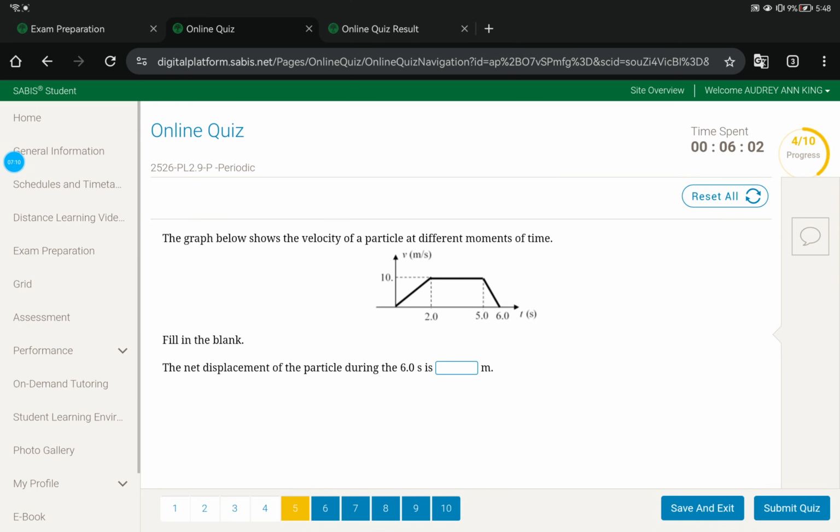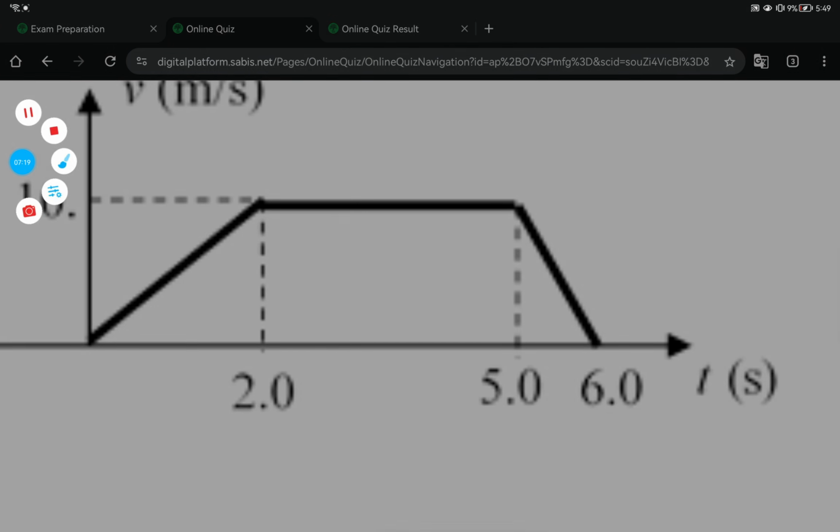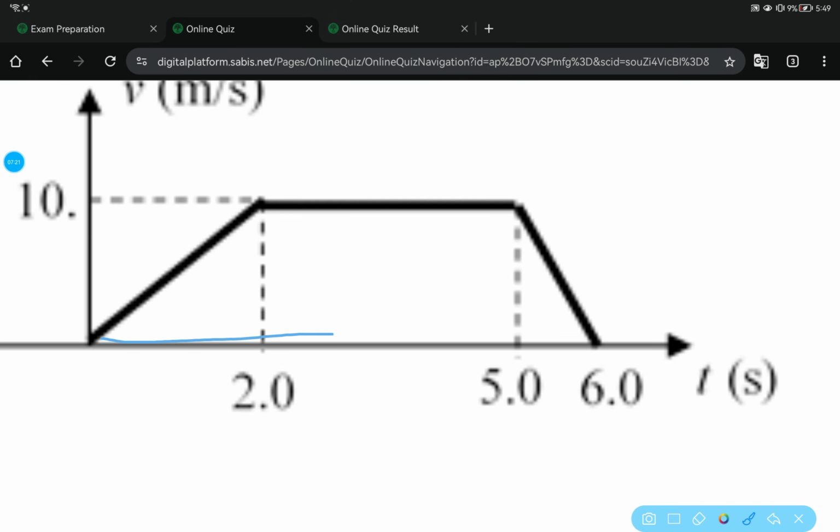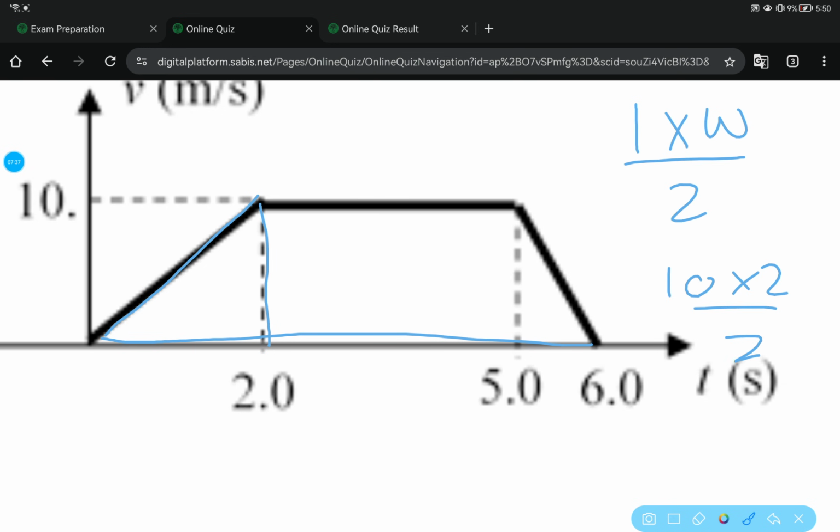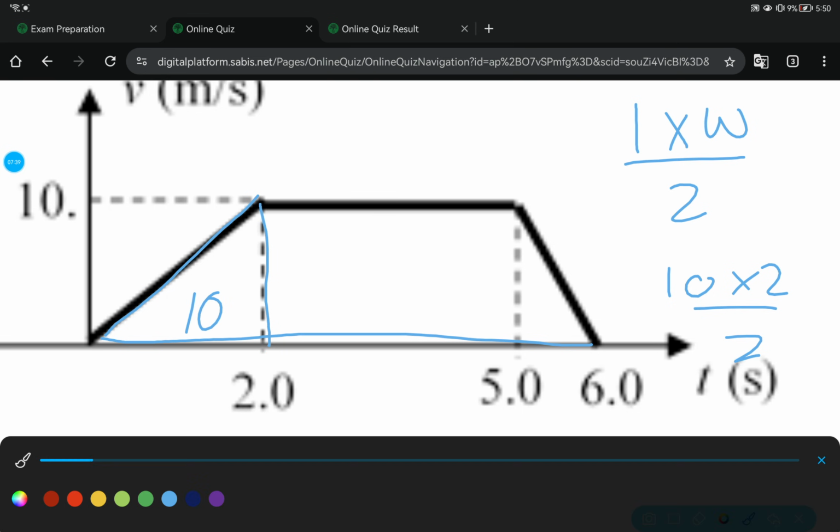The net displacement of the particle during the 6 seconds is, okay, for this one they're asking for the net displacement, so in the 6 seconds, so it means you need to find the net displacement for all of this. So let's just split this shape into 3. So our first shape is this triangle. To find the area of a triangle is length times width over 2. So we're doing 10 times 2 over 2, which is 10.